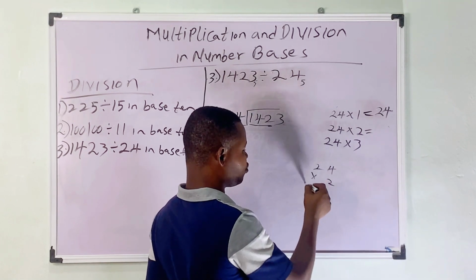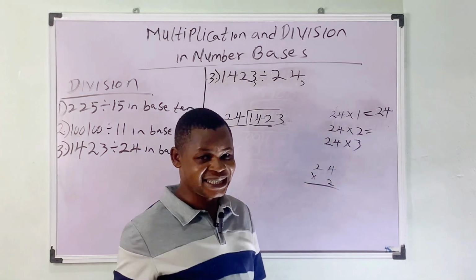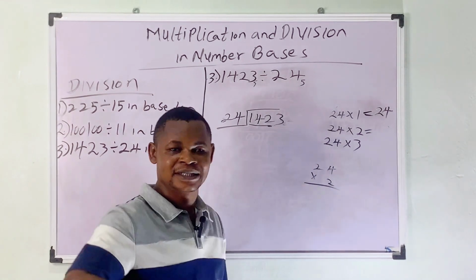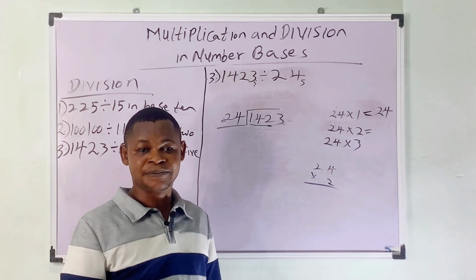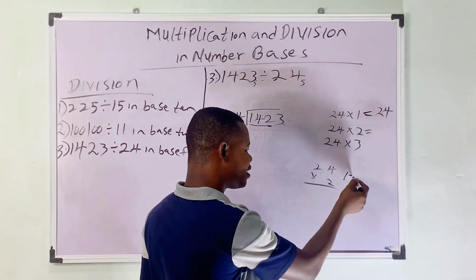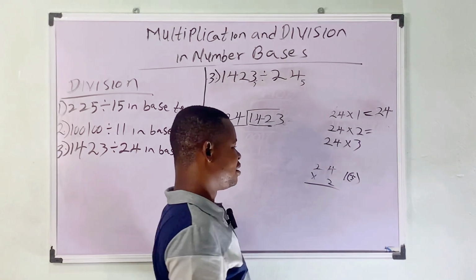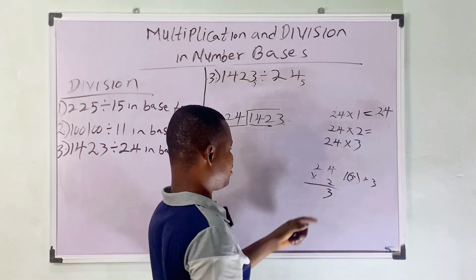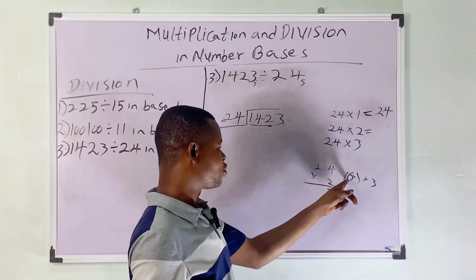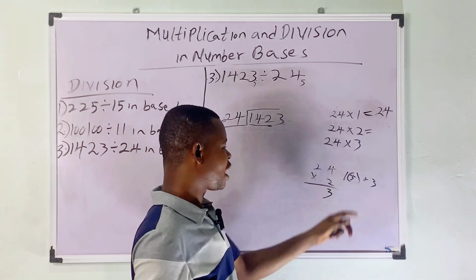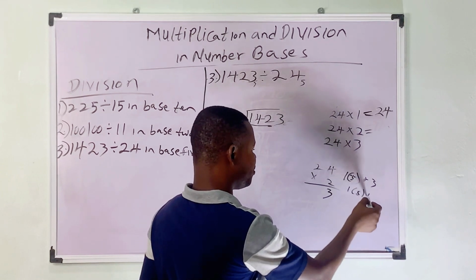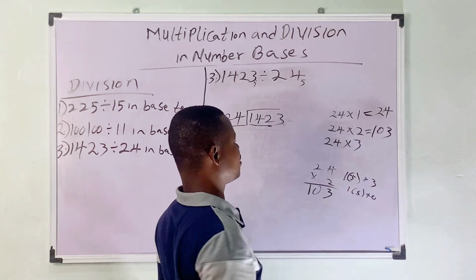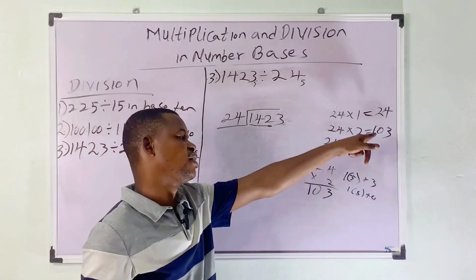24 times 2. Now 4 times 2, that is 8. All right, in base 10, that's 8. But 8 is higher than digits we can find in base 5. So that means we have one set of 5 already. Remainder 3. Then we write the remainder. 2 times 2, 4. Plus 1 that we have outside, 5. That means we have one set of 5, remainder 0. And that is 103. Now 24 times 2 in base 5 is 103.